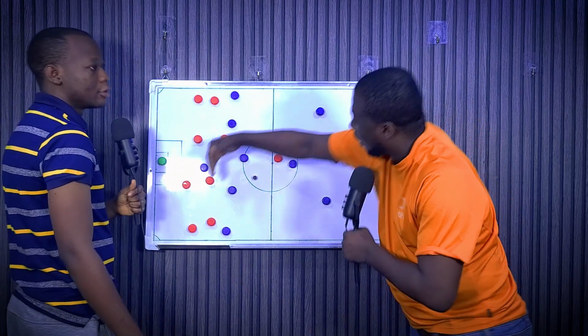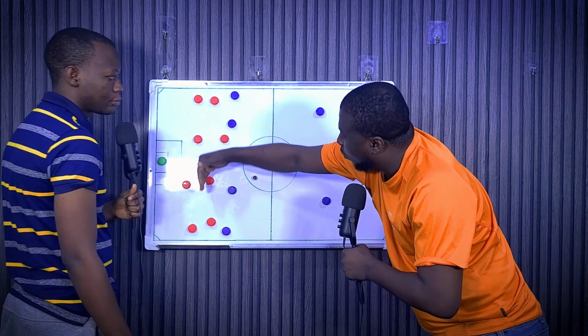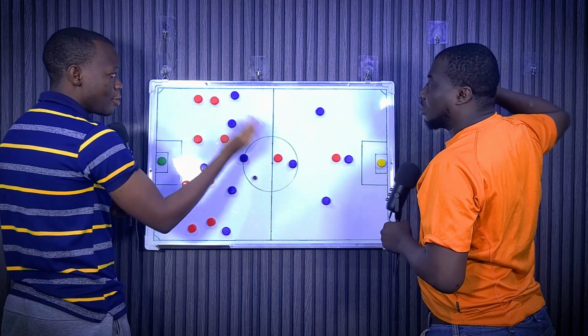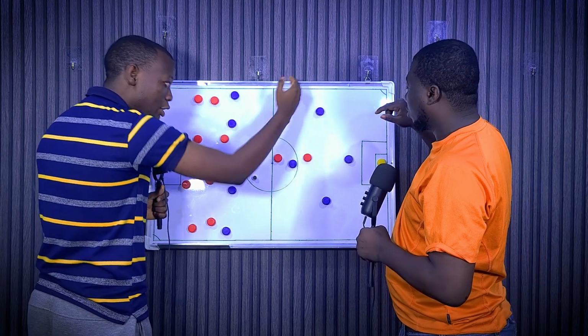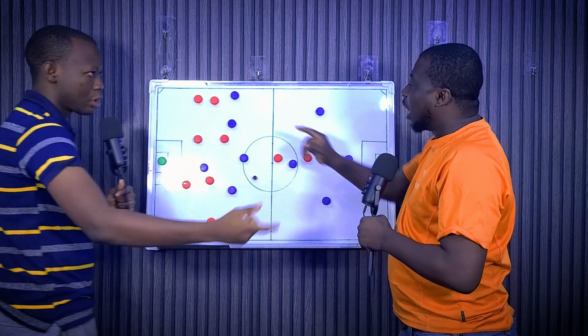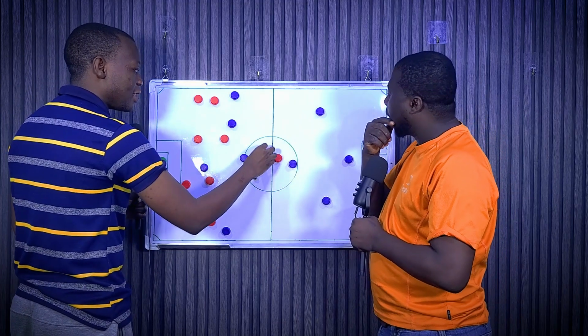That means counter press. That means high press, everybody is moving high. So maybe your defensive line might be here. But the moment your attacker starts in the mid third, that's why you call it a mid block. And when it is in your defensive third, it's called a low block.